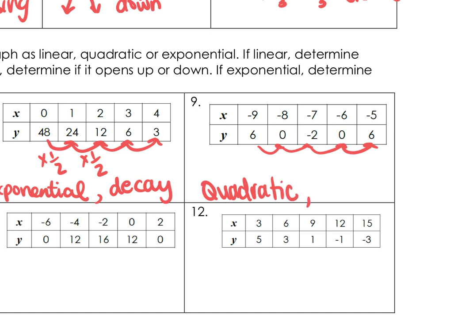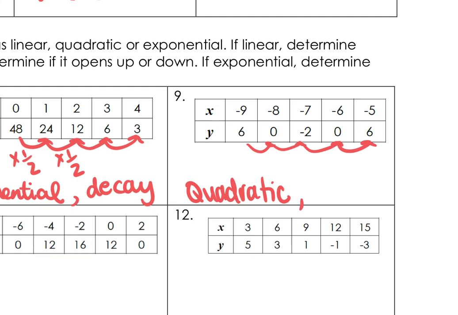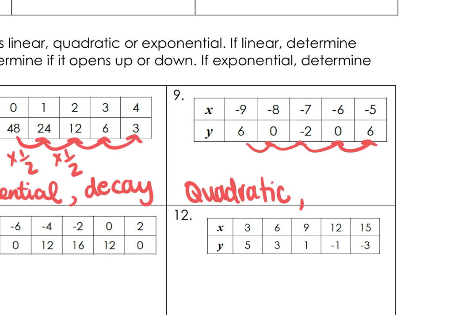And then with the quadratic, we need to determine, is it opening up or down? So let's look back at this pattern. From 6 to 0, that's down 6. From 0 to -2, that's down 2. From -2 to 0, now we go back up and back up. So we're going down first, which would be decreasing, and then up second. So if we're going down first and then up second, that means that quadratic is going to open up.